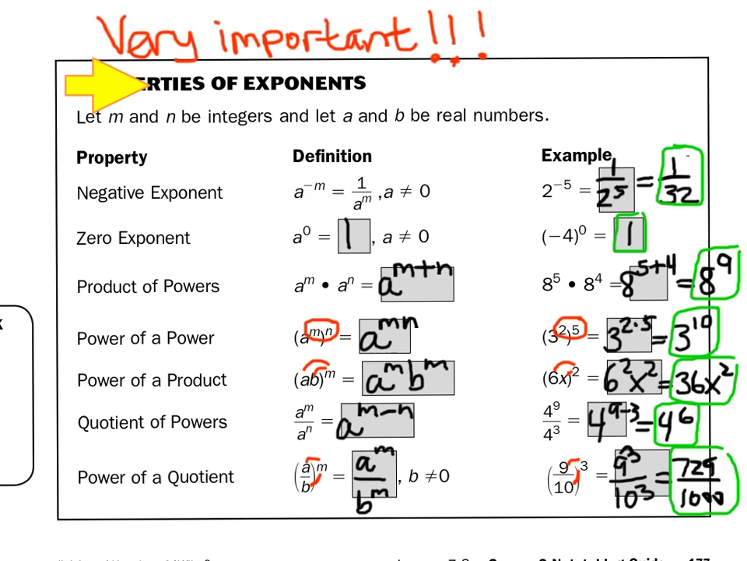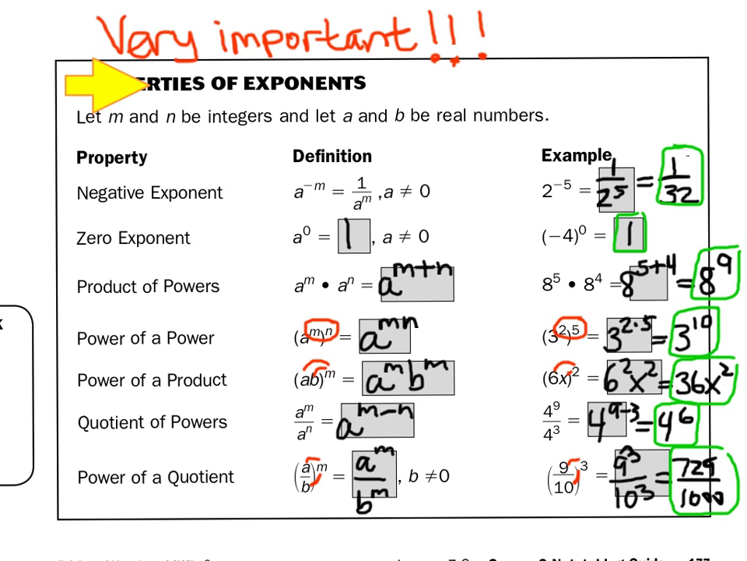Power of a power. So if in parentheses I had a to the m raised to the n, well, I would copy the a, copy the base, and then circle the m times n and put that as the power. So here if I had 3 to the 2nd power raised to the 5th power, I would copy the base, the 3, and then I would circle the 2 times 5, so this would just be 3 to the 10th power.